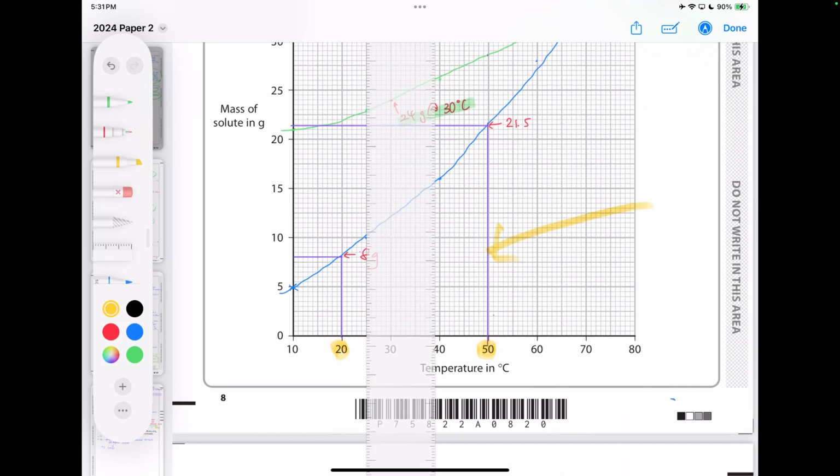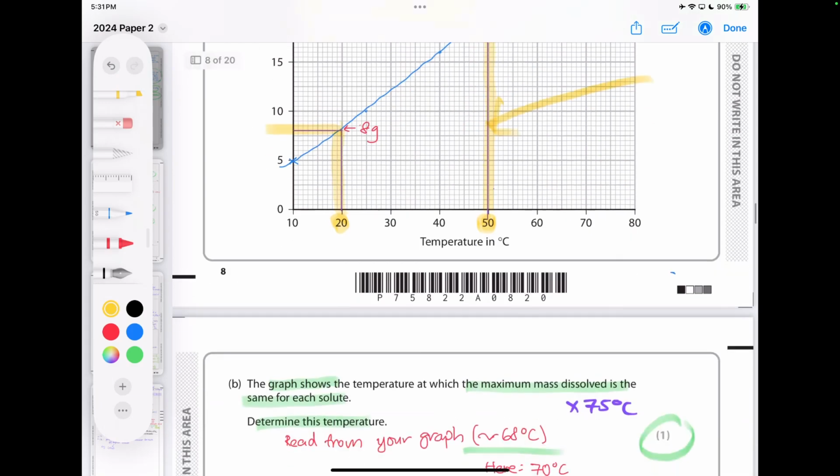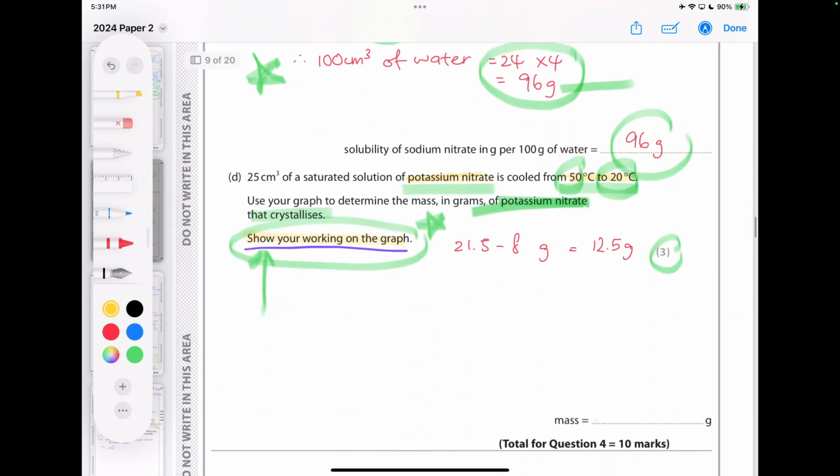So what you do need to do is draw this purple line in this one. So at 50 and at 20, draw up, hit the curve, and then read across. So that's 8 gram at 20 degrees, and then 21.5 gram at 50 degrees. Okay, so what you need to do here is you obtain this value, and you subtract it. So this is the mass of potassium nitrate that will crystallize when the temperature drops from 50 to 20.